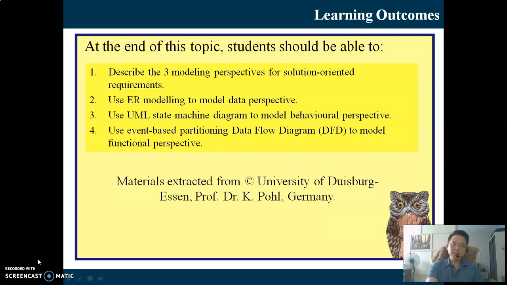Along the way, you will also be learning other diagrams which are related to these three perspectives, a part of ER modeling, UML state machine diagram, and event-based DFD. In the first part of this lecture, I'll do an introduction and then cover the data perspective of solution-oriented modeling. Let's begin.